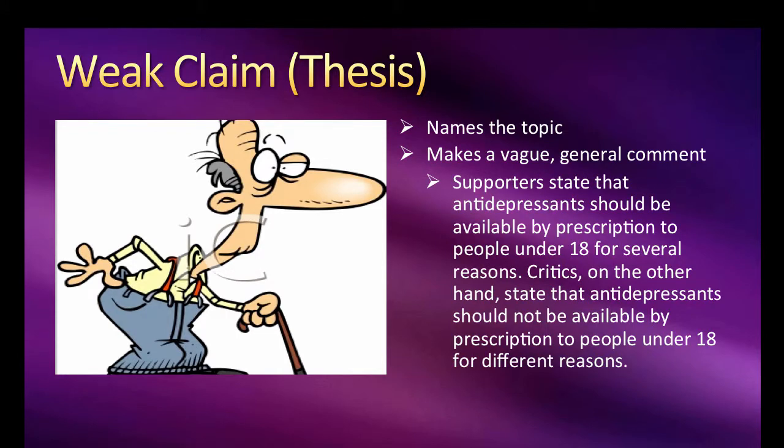Here's an example based on the paper that I'm using as an example as we go through this first paper. Okay. Supporters state that antidepressants should be available by prescription to people under 18 for several reasons. Critics, on the other hand, state that antidepressants should not be available by prescription to people under 18 for different reasons.